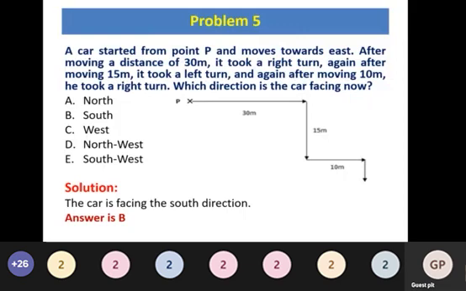Now, as far as the diagram is concerned, the options are given. A is north, B is south, C is west, D is northwest, and E is southwest. Let us see the solution. Since the car is facing the south direction, the answer is B, that is south, as far as this problem is concerned. Now we are going for problem 6.